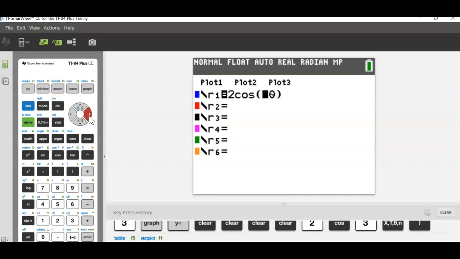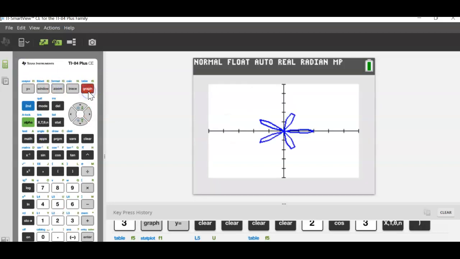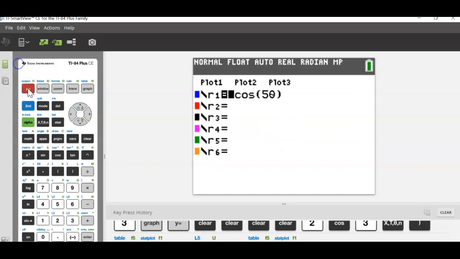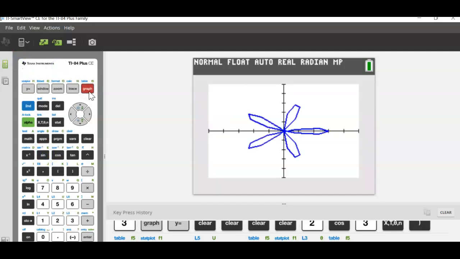The next one is 2 cosine 5 theta. What if I change it from 3 to the next odd number, 5? Oh, there we go. It's another rose curve. Each petal is 2 units long, and it's got 5 petals. Or if we had 3 cosine 5 theta, now the petals are going to be 3 units long. The coefficient tells me the length of the petal.